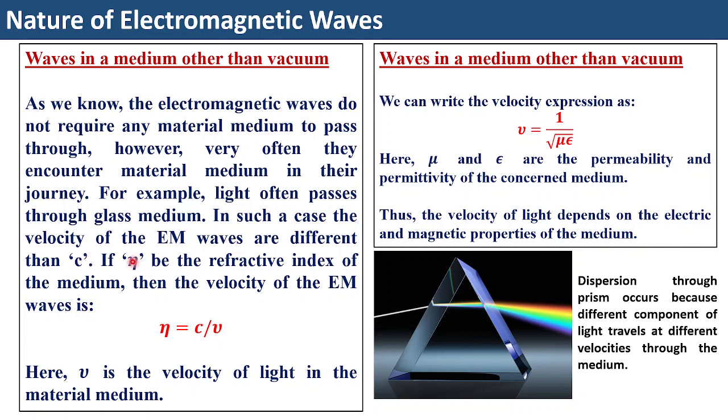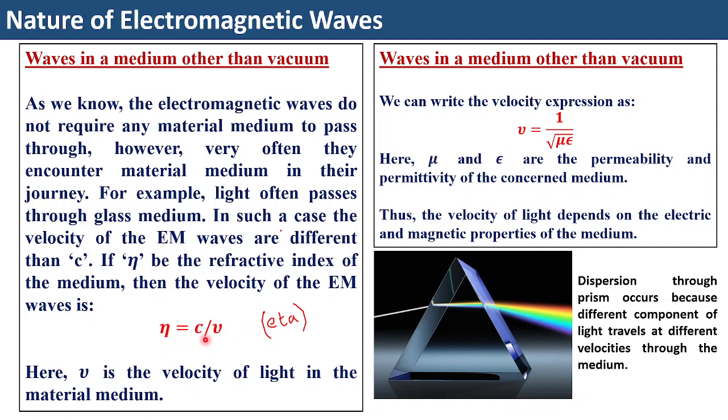And if eta, this symbol is known as eta, is the refractive index of the medium, then eta is equal to c upon v, where v is the velocity of the electromagnetic wave in the medium. Let me write the symbol name because by pronunciation this may not be very clear. I am calling this eta, E T A. So eta, the refractive index of the material, is equal to c by v.